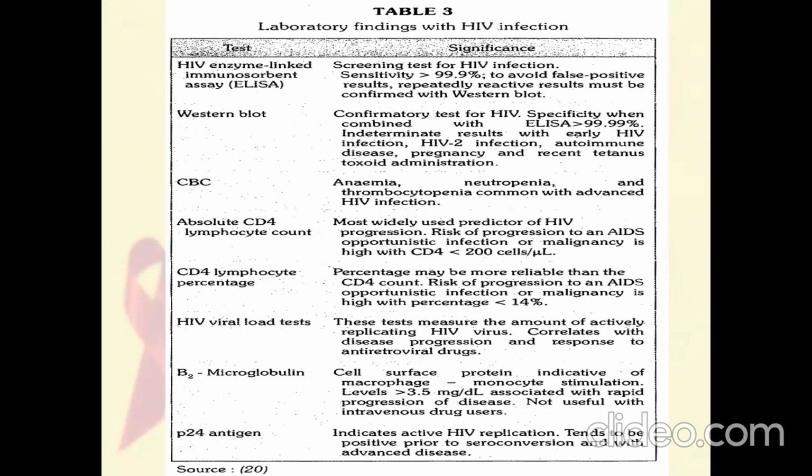Then next is beta-2 microglobulin. A cell surface protein indicative of macrophage and monocyte stimulation. Levels more than 3.5 mg per dL are associated with rapid progression of disease. And it is not useful with intravenous drug users. Then P24 antigen. It is indicative of active HIV replication.